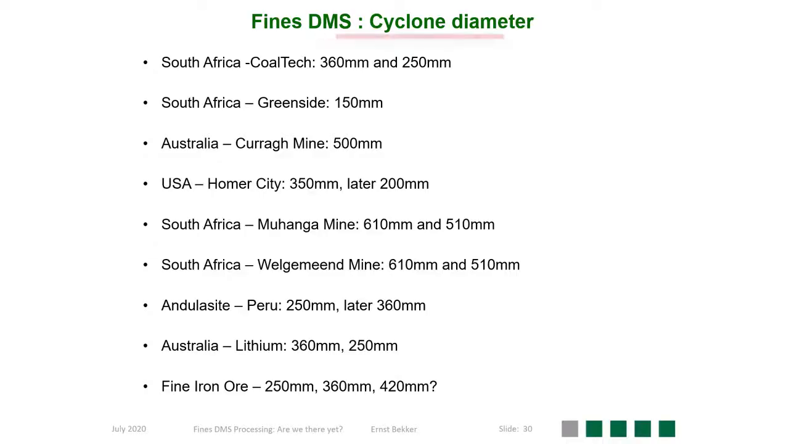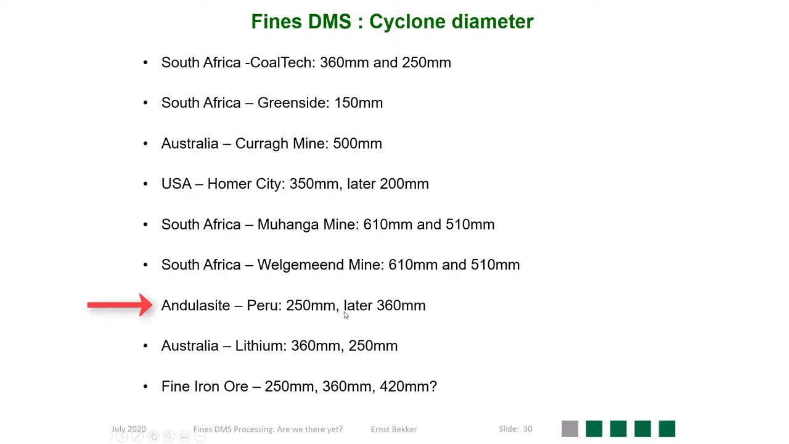So, in summary on the cyclone diameter, this slide illustrates the various projects. The Multotec project used 360 mm and 250 mm cyclones. In Greenside, there was an operation using 150 mm cyclones. In Australia, the Cara mine, 500 mm cyclones. USA, 350, later 200 mm. We've now got 610 and 510 mm cyclones operating on two fines DMS industrial plants in South Africa.